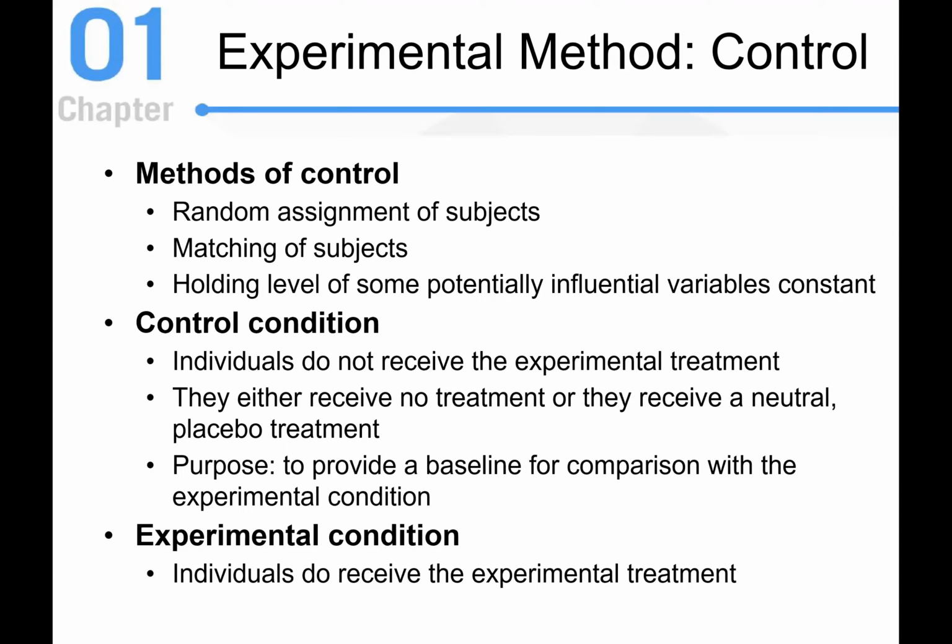And so this helps tell the researcher how people who don't get a treatment compare to those who do get a treatment, or to those who think that they received a treatment in the study. All these are very important. And again, the experimental condition are individuals who do receive the experimental treatment.